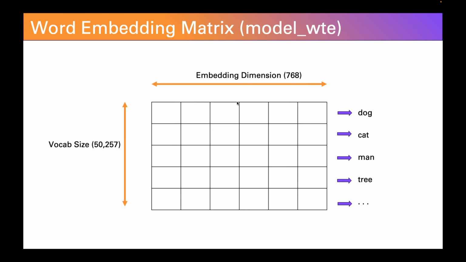Inside the spreadsheet is a matrix called model_WTE. And this matrix has 768 columns for each of the embedding dimensions. And then it has 50,257 rows, one for every single token in the vocabulary. And so every token has its embedding values essentially in this row. So if we wanted, for example, the embedding values for the word dog here, we just grab the row for dog and just copy those values over. And that's all we really need to do.